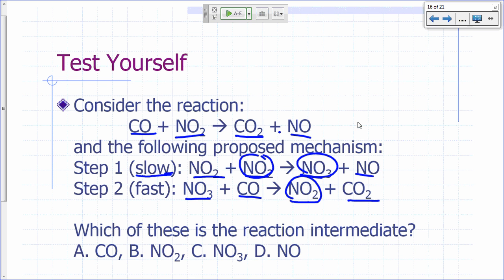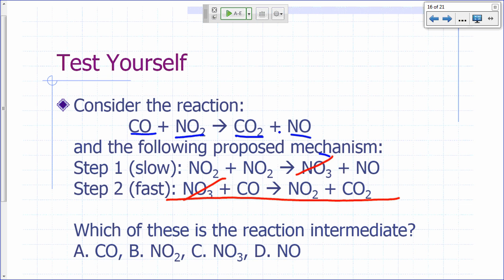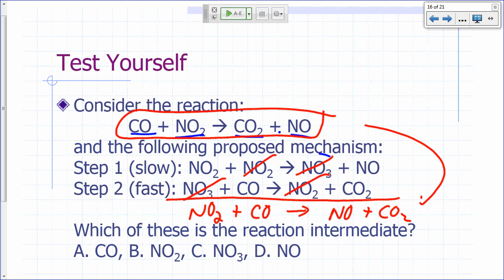So overall, what happened here? If you add up these two reactions, what do you get? Your NO3 cancels out, and one of the NO2s cancels out, so effectively you're converting NO2 and CO into NO and CO2. That's your overall reaction. So here's a mechanism that would lead to the conversion of carbon monoxide and NO2 into carbon dioxide and nitric oxide. Based on this proposed mechanism, which one is a reaction intermediate? Is it carbon monoxide, NO2, NO3, or NO?